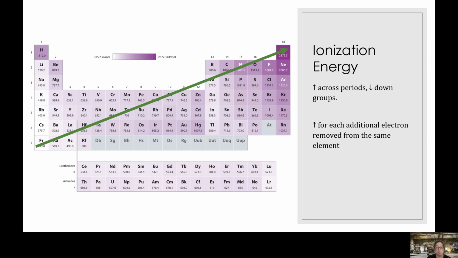Now, if you take more than one electron off of any of these elements, you're going to increase the ionization energy. So francium might have a really low ionization energy for the first electron, but you're going to need more energy to pull that second electron off because now you've gone down a level, basically. And that increases for every element for each additional electron that gets removed.